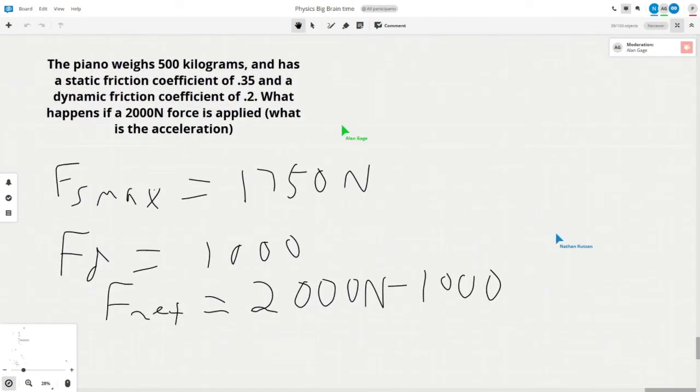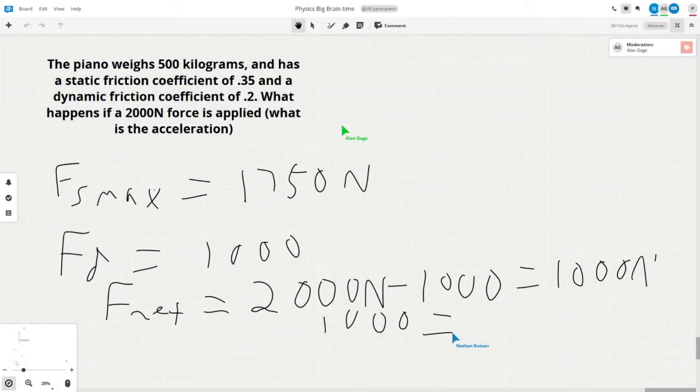Okay, and then we take, just like we always know, F is equal to ma. So we know that the net force of 1,000 newtons is equal to mass times acceleration. So mass is 500 kilograms, and the acceleration is a. And if we solve for a, I'm doing this right, correct? Yes. Yeah. That's going to be 2 meters per second squared.